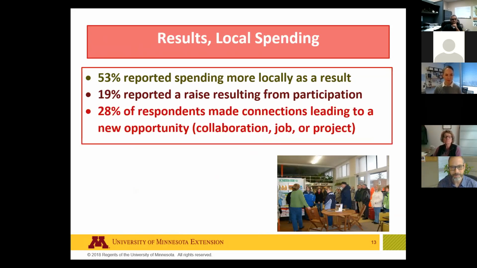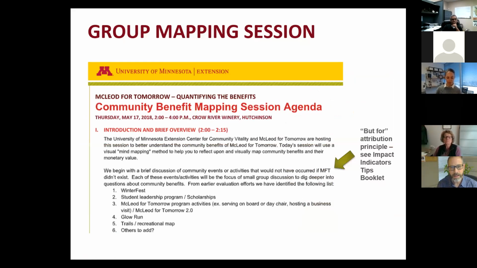So the group session, and there's a link to the agenda, but this is kind of what it looked like, where we brought several people together at the winery in a nice room there. Some people actually drank wine during the session, others drank coffee.